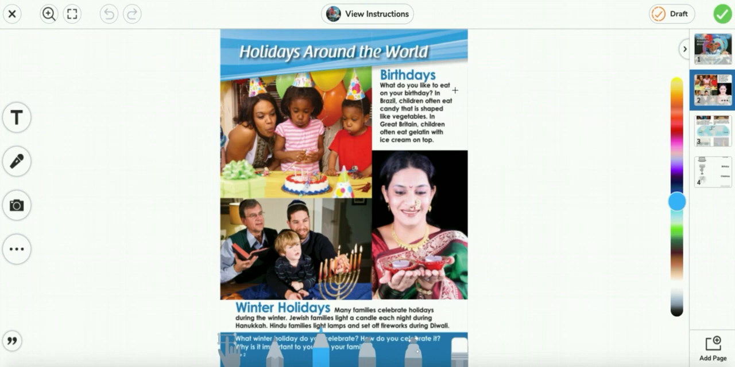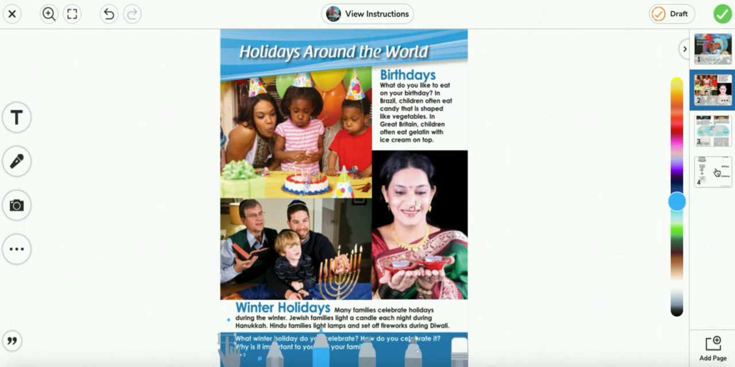Birthdays. What do you like to eat on your birthday? In Brazil, children often eat candy that is shaped like vegetables. In Great Britain, children often eat gelatin with ice cream on top. Winter holidays. Many families celebrate holidays during the winter. Jewish families light a candle each night during Hanukkah. Hindu families light lamps and set off fireworks during Diwali. What winter holiday do you celebrate? How do you celebrate it? Why is it important to you and your family?